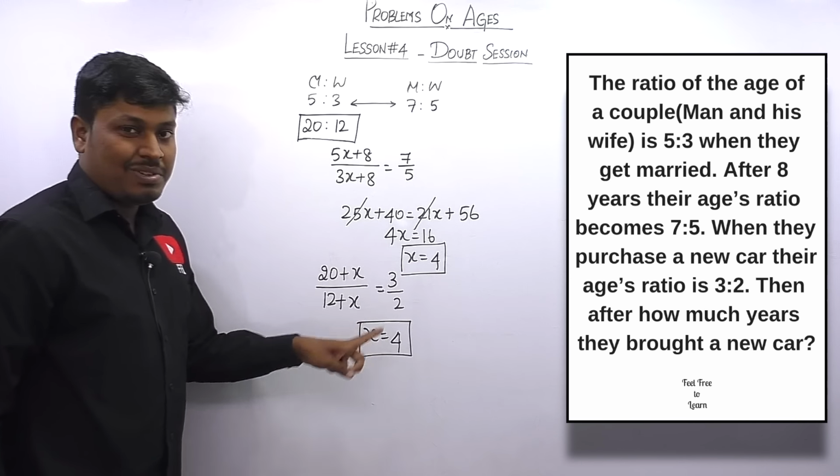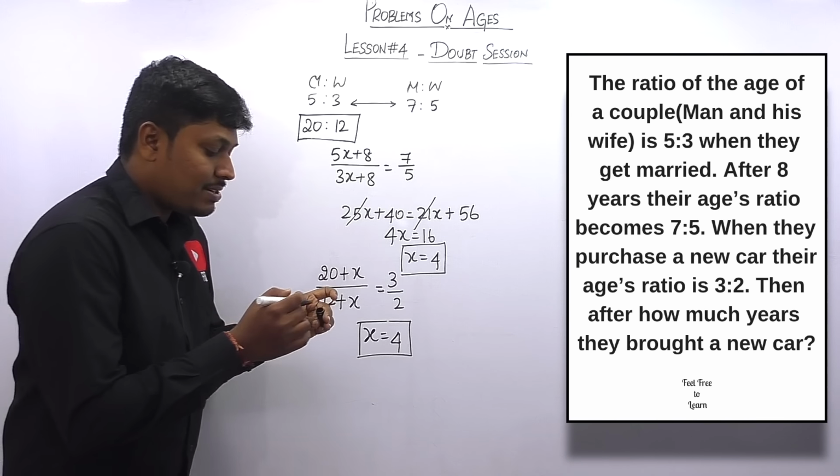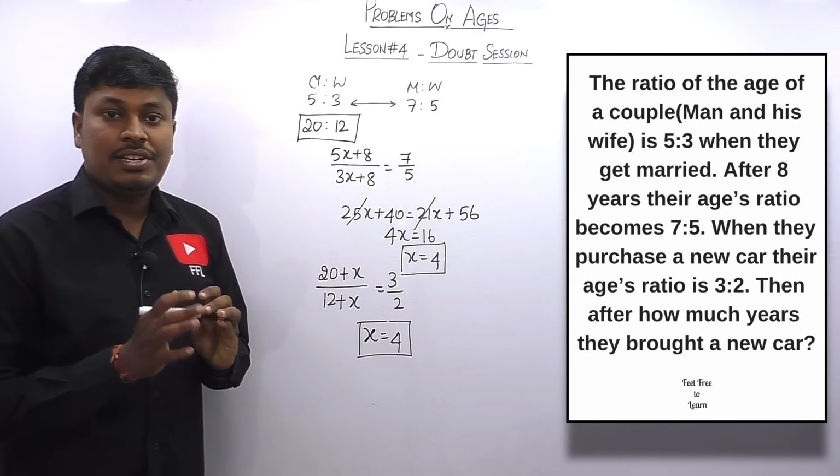After they're getting married, after 4 years they have purchased a new car. Then only the ratio can be 3:2. So we can say the answer for this question is: after 4 years they have purchased a new car.